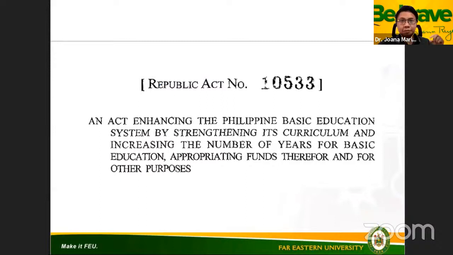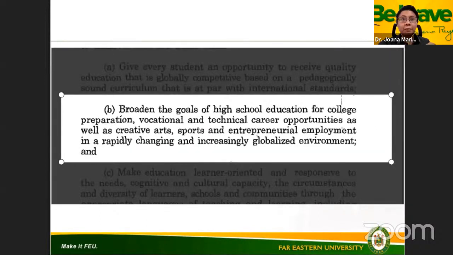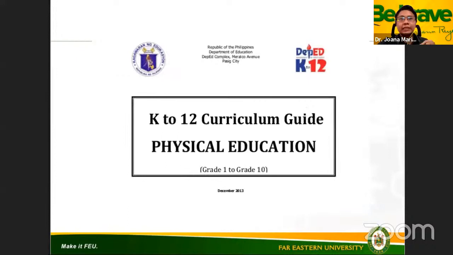And sa batas na to, for paragraph B, broaden the goal of high education for college preparation, vocational and technical career opportunities, as well as creative arts, sports, and entrepreneur employment in rapidly changing, increasingly globalized environment. So, take note ha, meron pa rin binabanggit na sports. Kaya tayong mga sportsmen, andyan pa rin yan, hindi tayo mawawala at hindi pa rin po tayo mawawala sa mga eskwelahan. And under this Republic Act 10533, dito na po lumabas yung K-12 curriculum guide ng physical education.